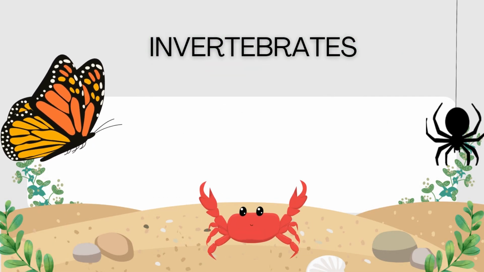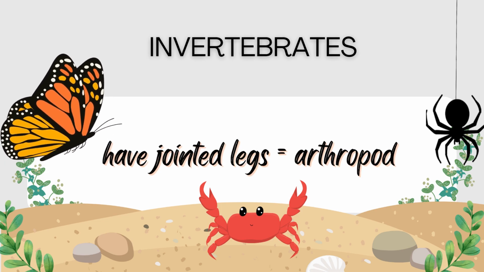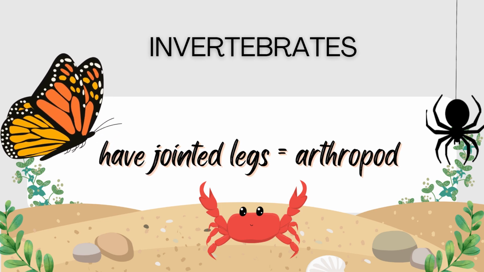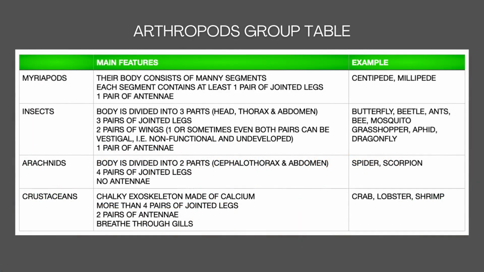One cool feature used to classify them is whether they have legs. If they do have jointed legs, they belong to a group called arthropods. And arthropods? Well, they're split into smaller groups too, such as myriapods, insects, arachnids and crustaceans. Take a look at these. You should be able to recall their features and some examples, so do try to remember them.